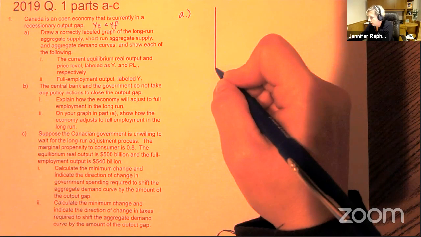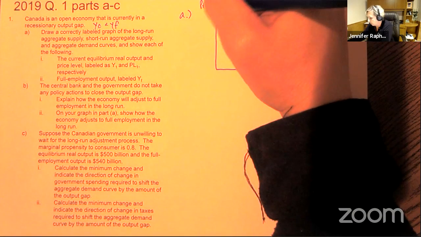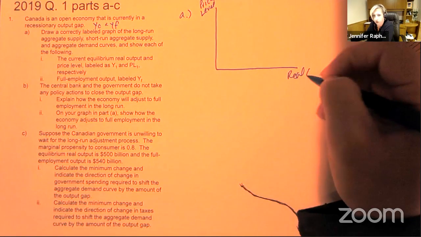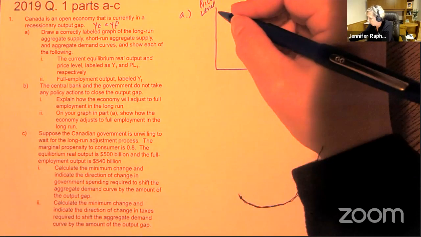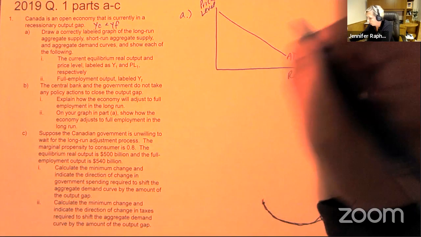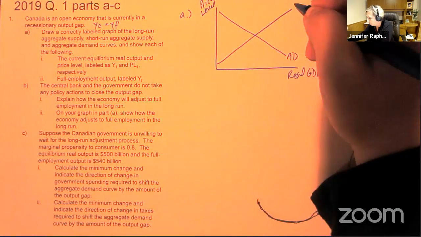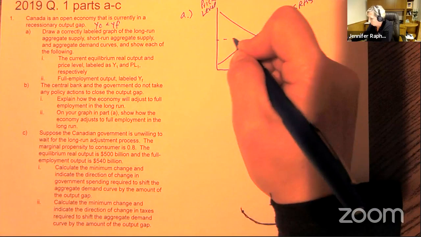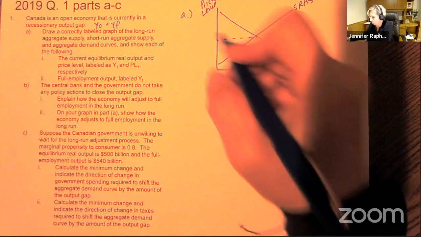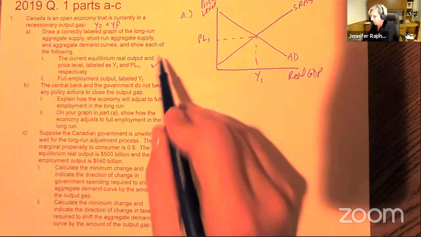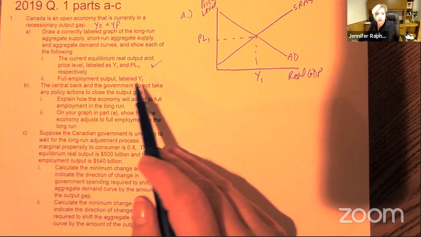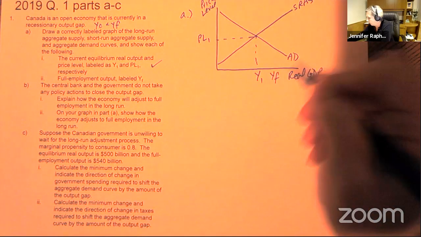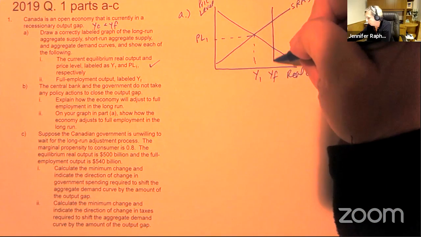Okay, so you want to make sure that your axes and your curves and your equilibrium points are accurately labeled. So we have price level and real GDP. And I always recommend to my students that they find current output and price level before they show the condition of the economy. So we have Y1 and PL1. That's what we're asked for in the first part of the question. And then the second part asks for full employment. So we know that YC is less than YF. So that means YF has to be over here. And that's where we can put our long run aggregate supply curve.